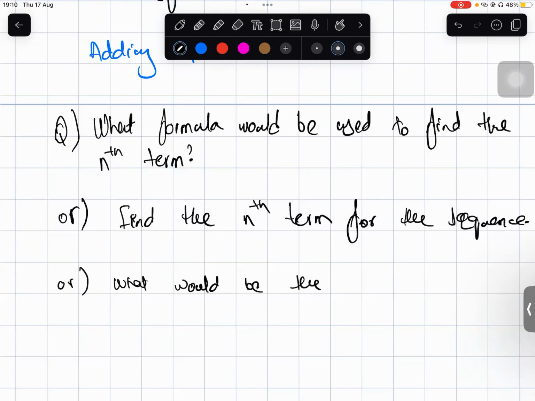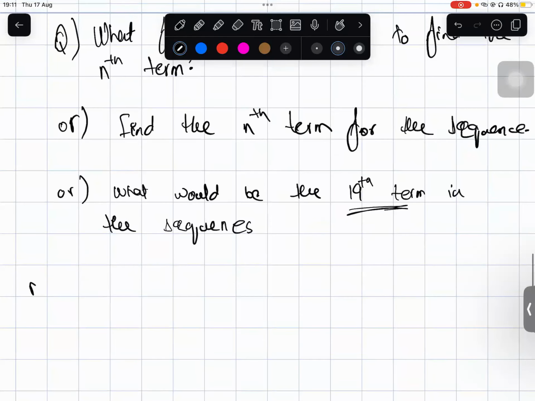be the, well, let's say 19th term in the sequence, right? Now, when it's just plus 4, it's extremely easy to just do that in your head. But when you're talking about quadratic sequences or cubic sequences, or even complicated linear sequences, finding the 19th term would be very hard to do. So basically what you'd have to do in order to get to the 19th term would be to find your n-term formula.